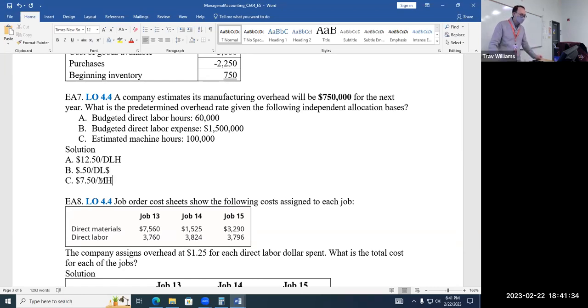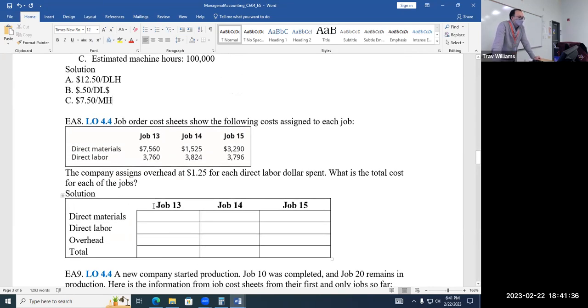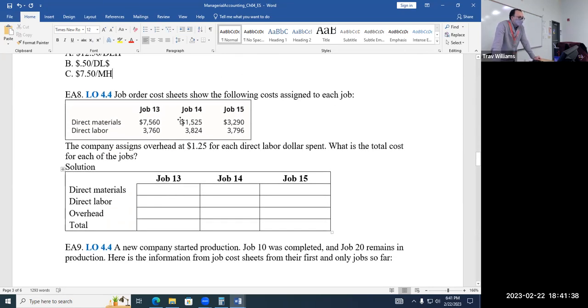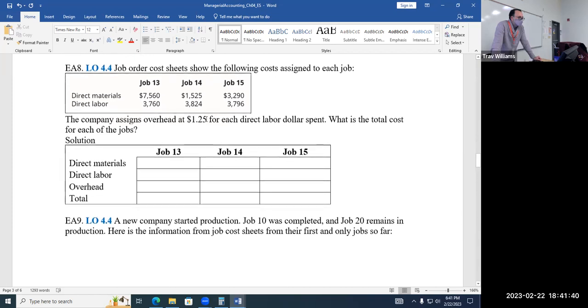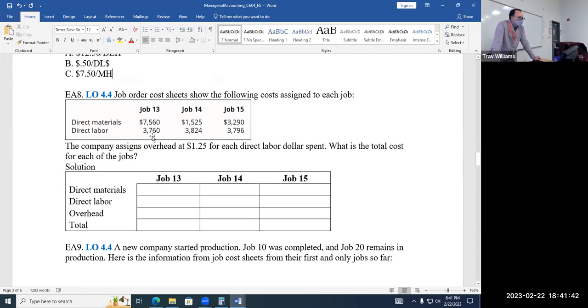Okay, all right then, let's go on to number 8. Here we've got 3 jobs that the company is working on. We see the materials costs and we see the labor costs. So we're going to go ahead and just copy those numbers into here. A little time consuming, but you'll see it's helpful when we add them all up.